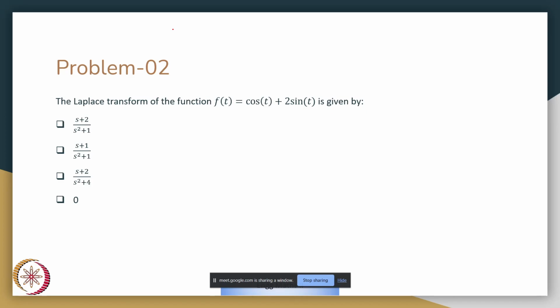Problem number 2 is essentially asking us to calculate Laplace transform of the function f of t is equal to cos of t plus 2 sine of t. So we know that the Laplace transform would require cos of t and sine of t. So we'll just quickly derive it for the general form.